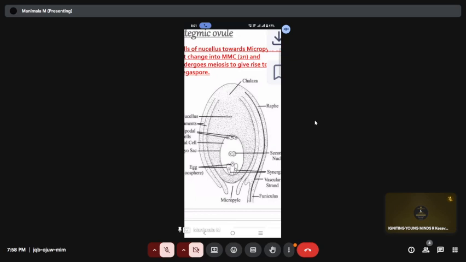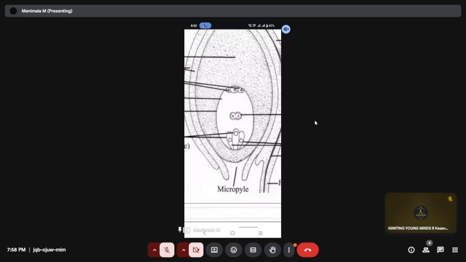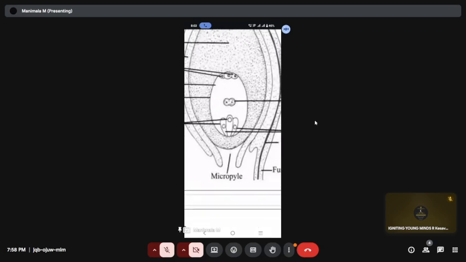So this is the structure of the megasporangium. What is the innermost layer tissue? Ma'am, nucellus. Nucellus, very good. What is the main function of nucellus? Ma'am, it stores food. What is the major part of the megasporangium? Nucellus is the major part of the megasporangium.